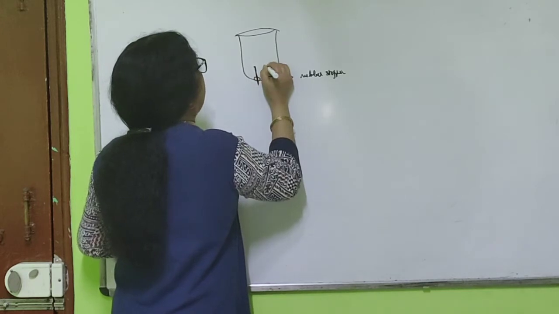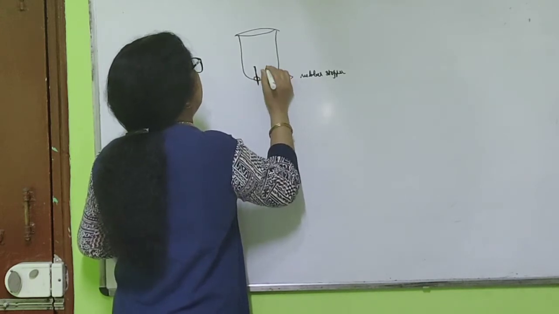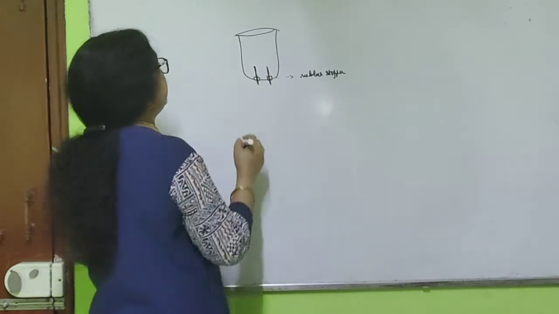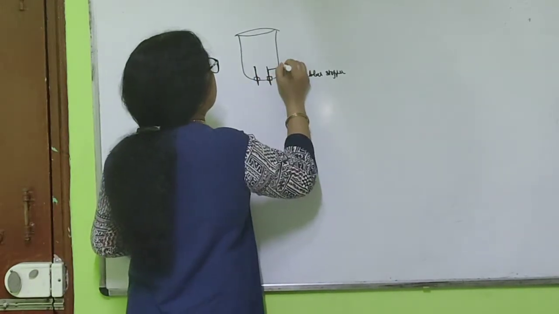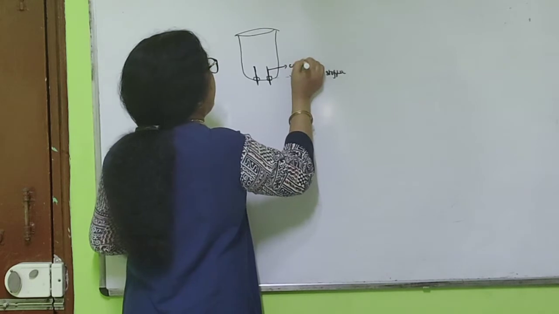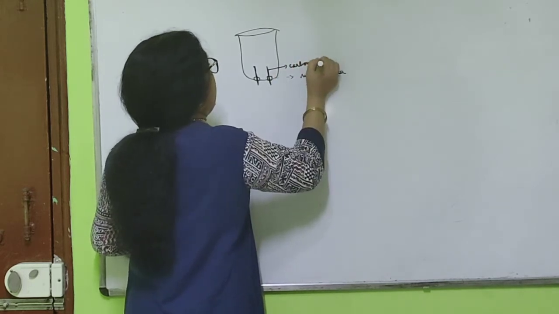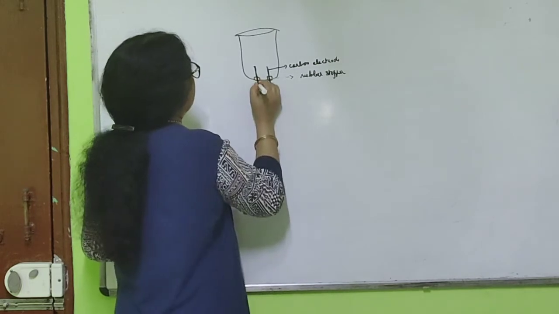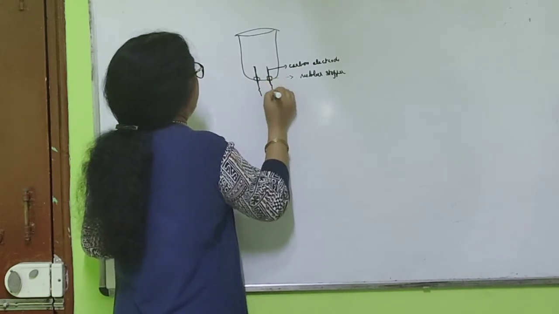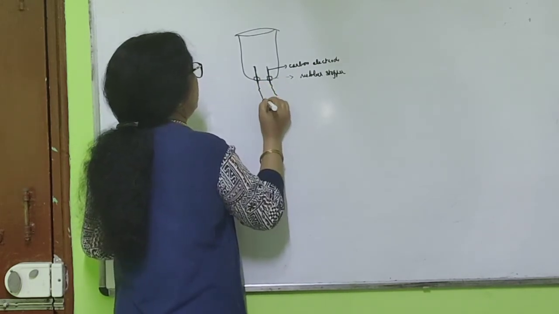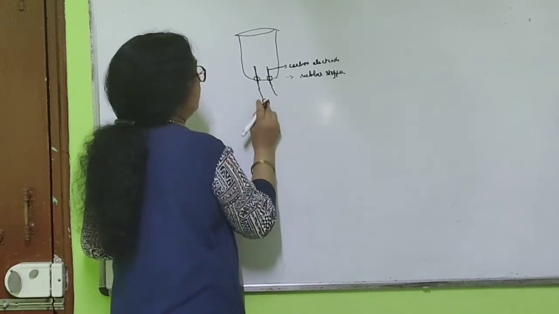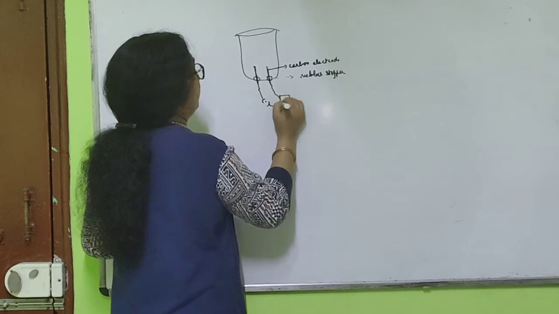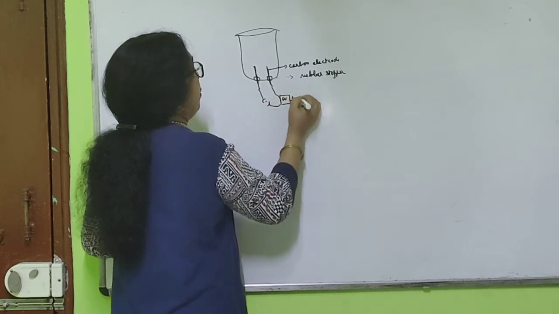Insert carbon electrode through this rubber. Now connect these carbon electrodes. Both are carbon electrodes only. This one is connected to a battery through a switch. Switch means key only. To a 6-volt battery.